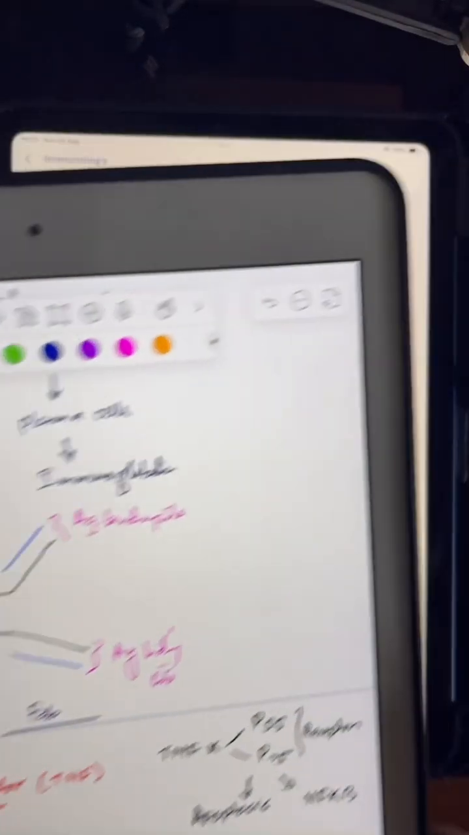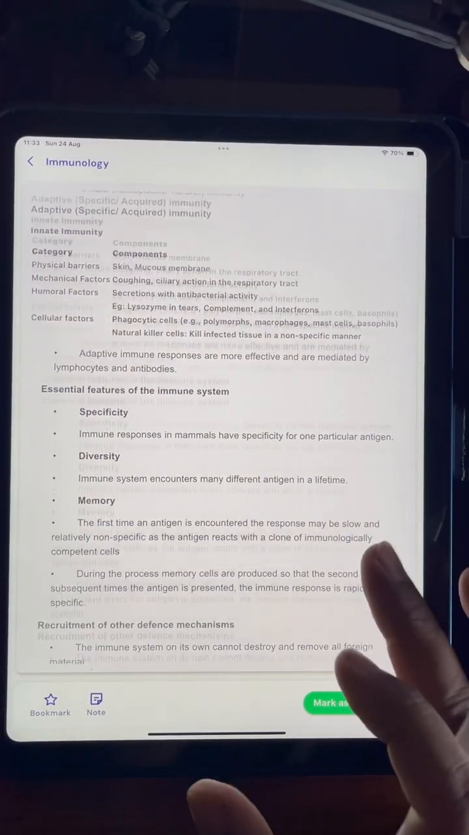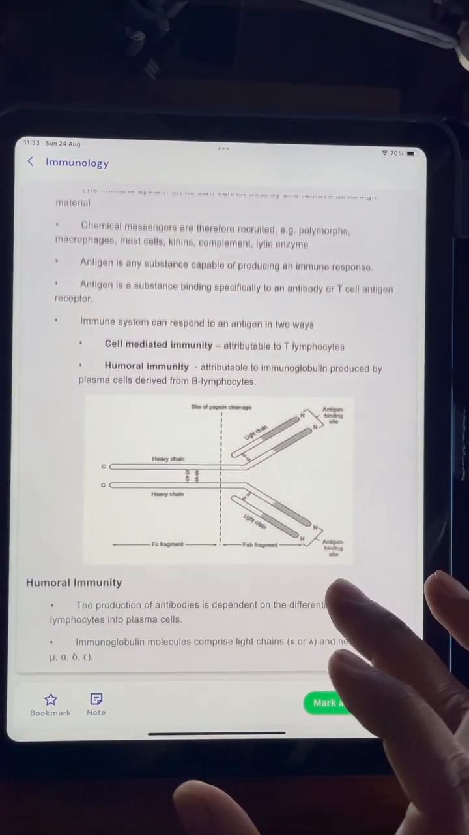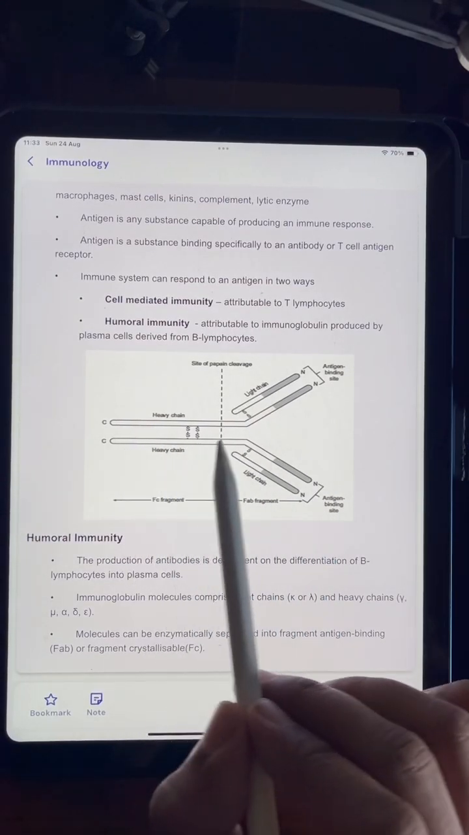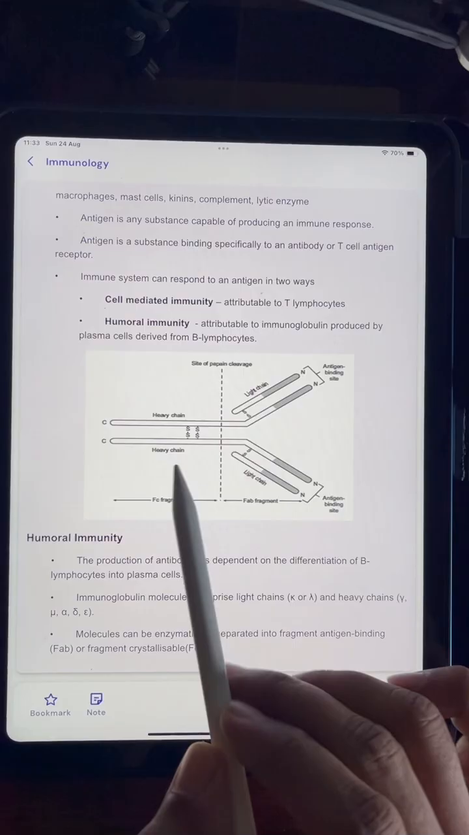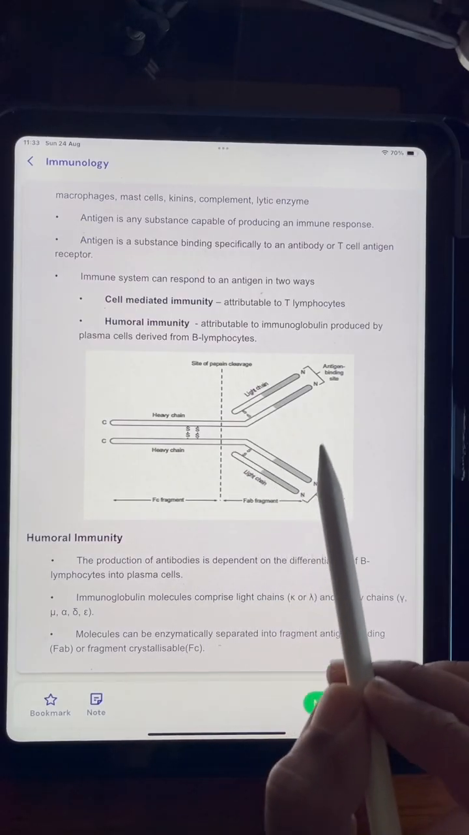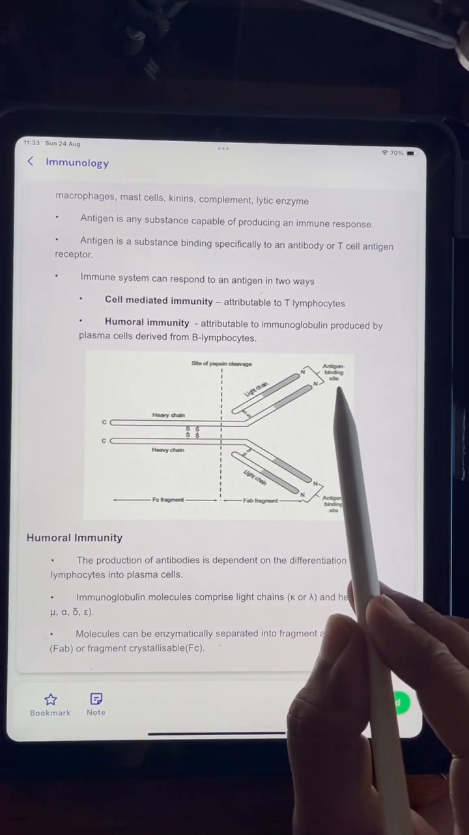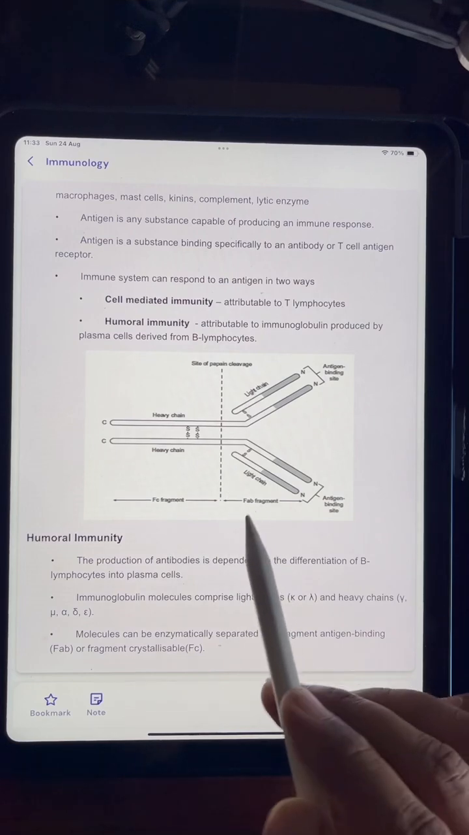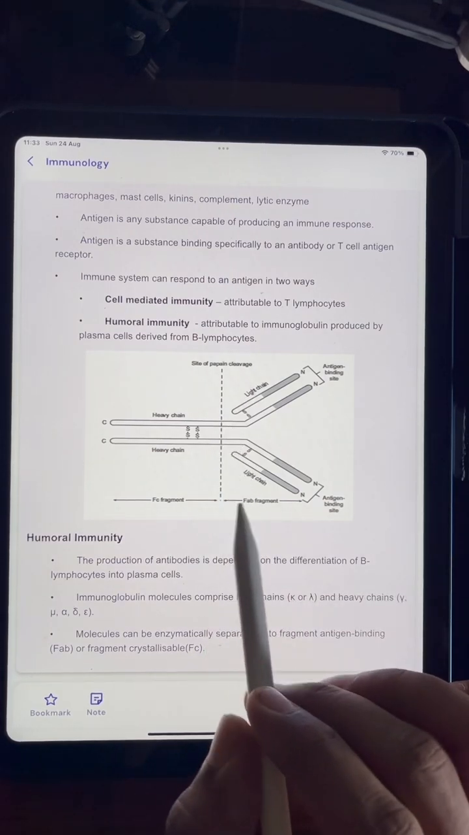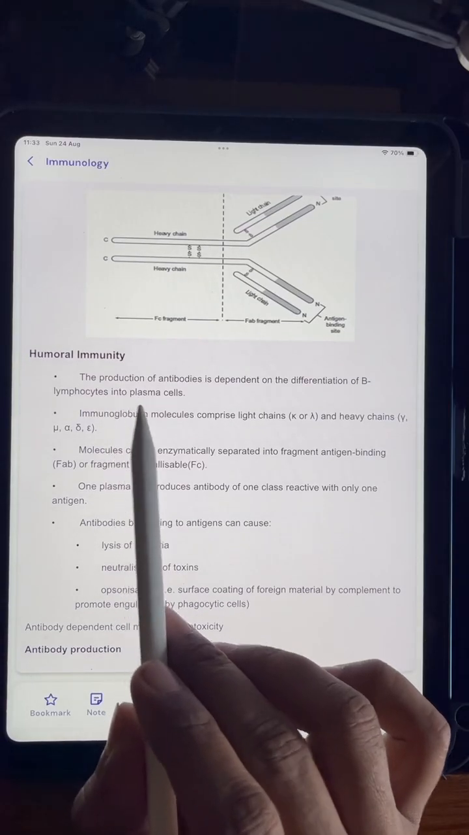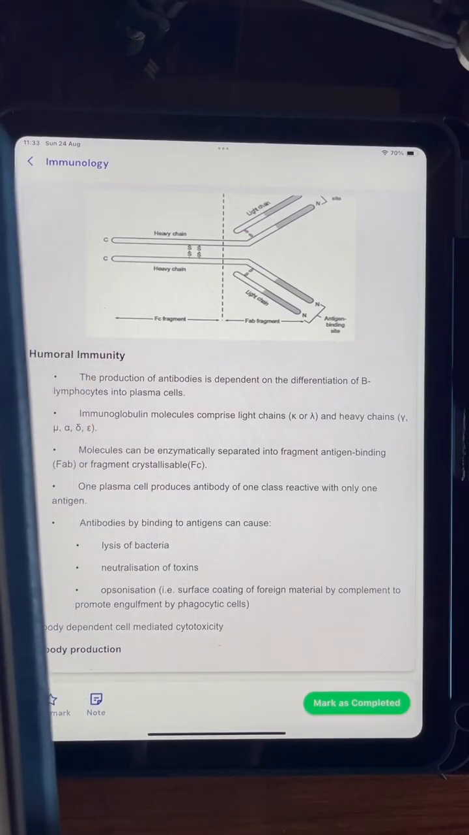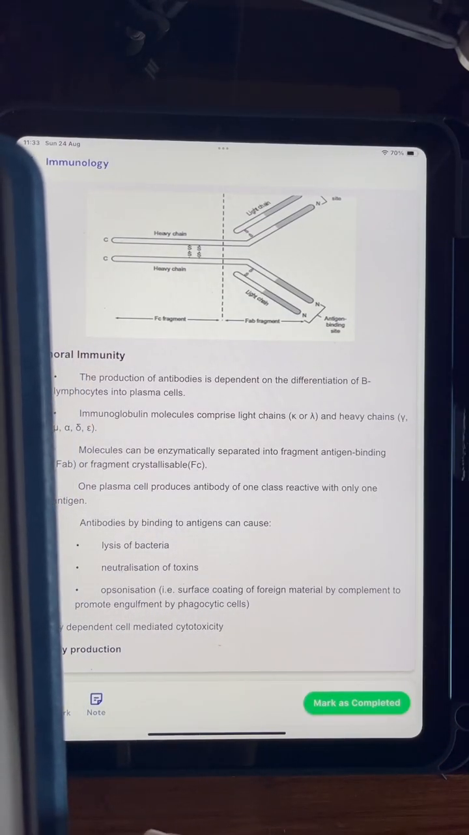This is regarding immunoglobulins. You can see this is the humoral immunity. It has two arms, two chains, heavy chain, light chain. These are the two light chains, and here is the antigen binding site. Papain action is here. The immunoglobulins. You will see the types of immunoglobulins.